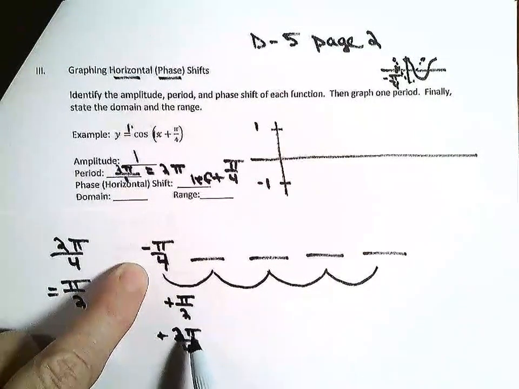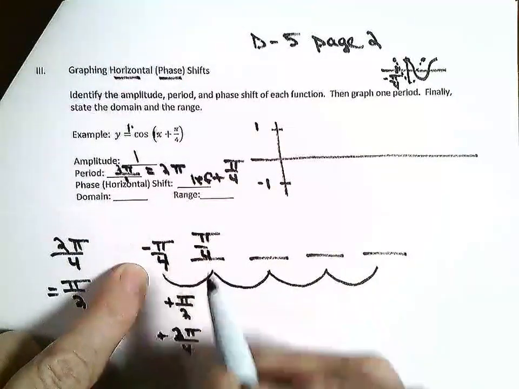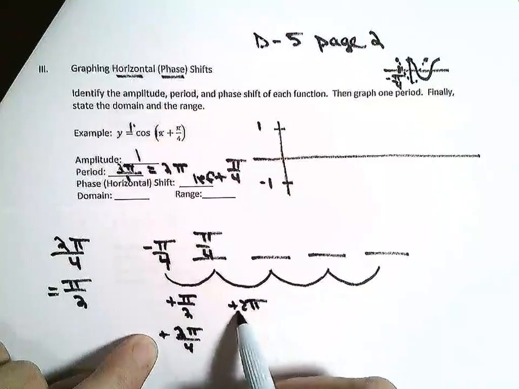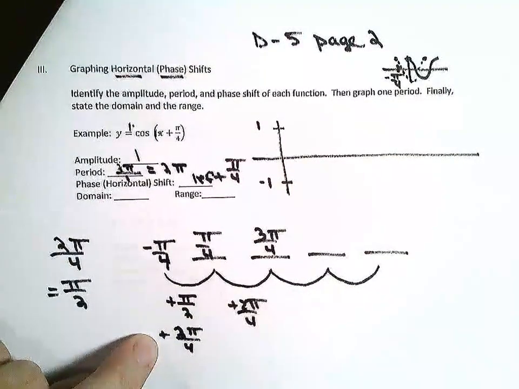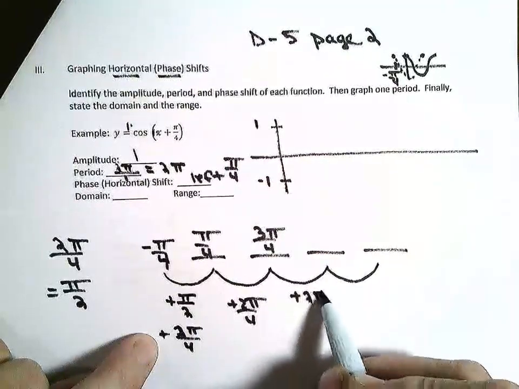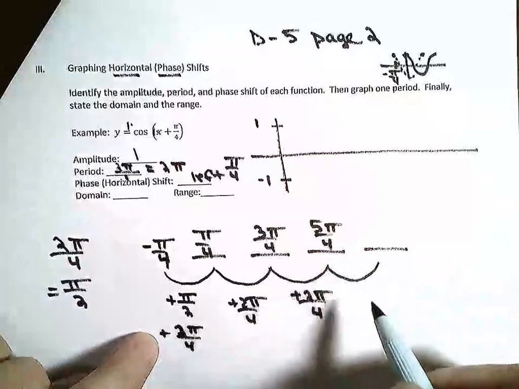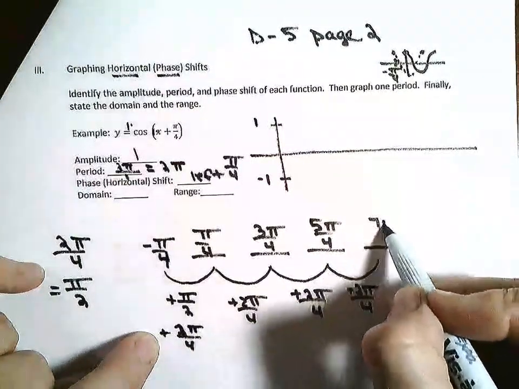So when I add on the first one, negative pi over 4 plus 2 pi over 4 is pi over 4. If I add on 2 pi over 4 again, then this next value is going to be 3 pi over 4. Add 2 pi over 4 again, and so that's going to be 5 pi over 4. And then add 2 pi over 4 a final time, and that gives me 7 pi over 4.